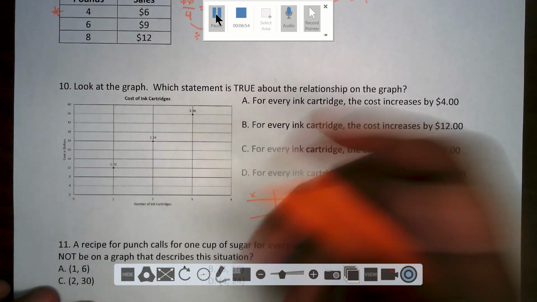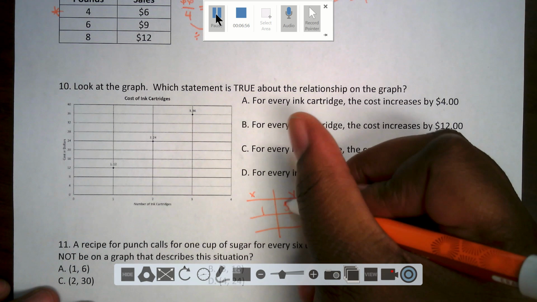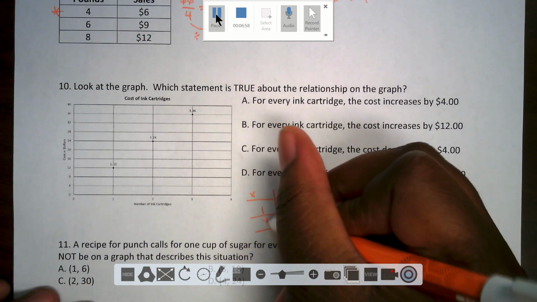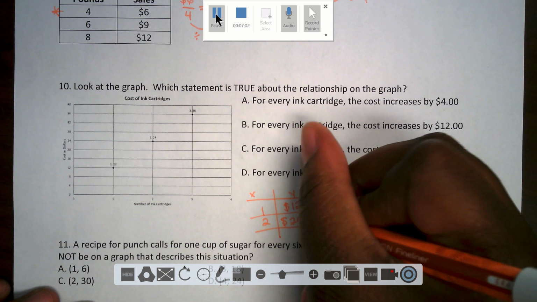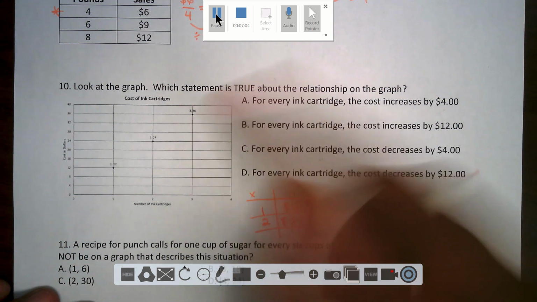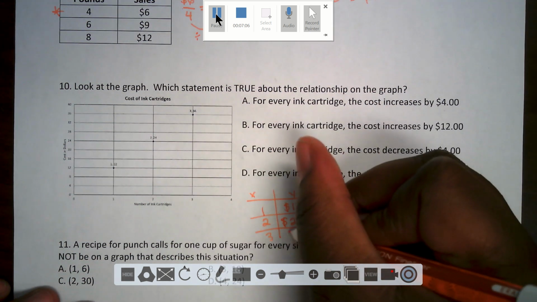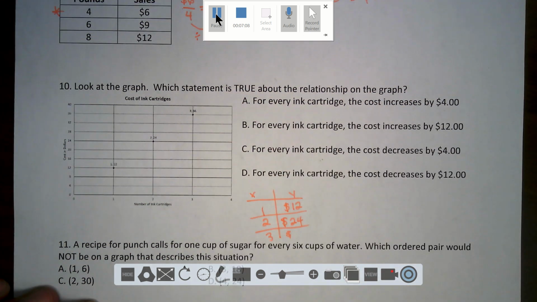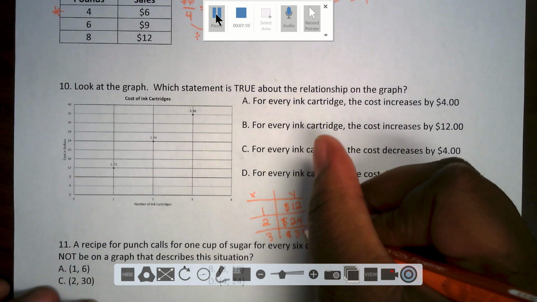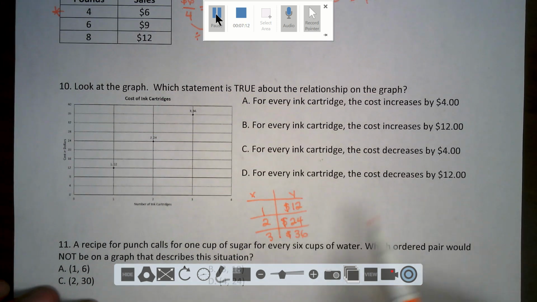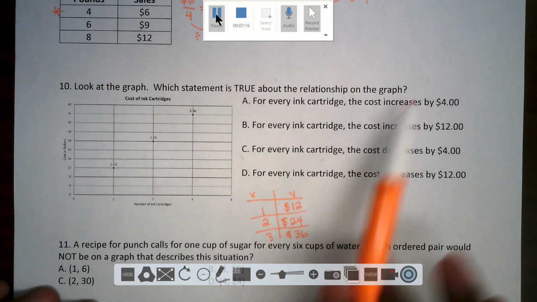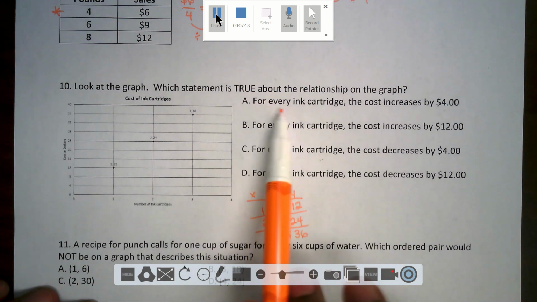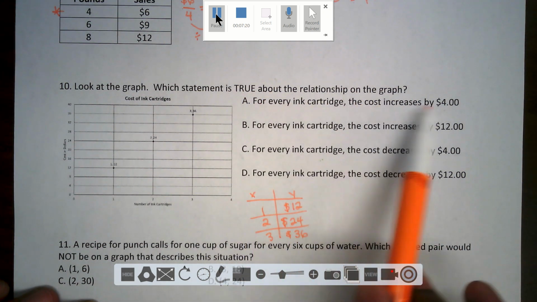So for 1 cartridge, it costs $12. When I wanted 2 cartridges, it costs $24. And according to the graph, 3 cartridges cost $36. All right, so I need to look at these. It says which statement is true about the relationship on the graph. So A says for every ink cartridge, the cost increases by $4.